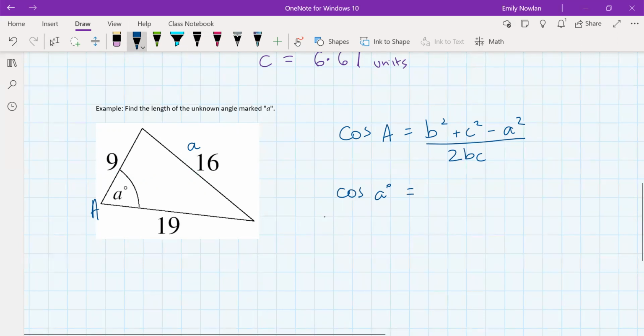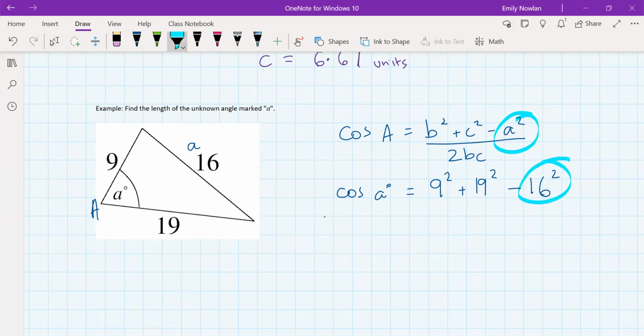Now I've worked out my cos A is what I'm looking for, the little a, but my B squared and my C squared are on either side. So that's my B and there's my C. Again, it doesn't matter what order I do them in because they're being added and multiplied. So 9 squared plus 19 squared minus 16 squared. This is a really important one because minusing does matter. I'm minusing A squared. I have to minus the 16 squared because it's opposite the angle that I'm looking for. So all over 2 times 9 times 19.